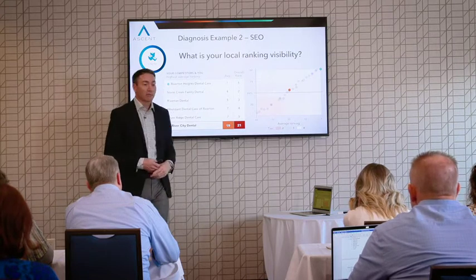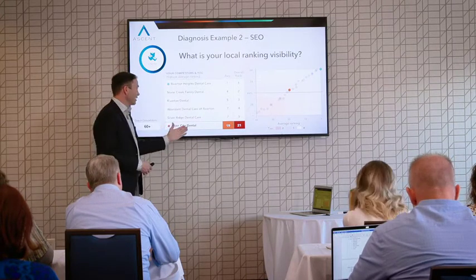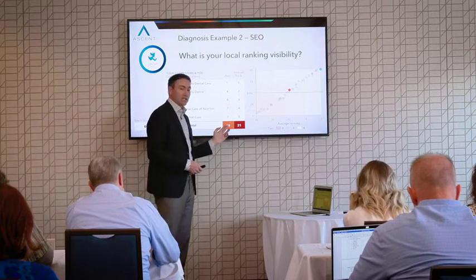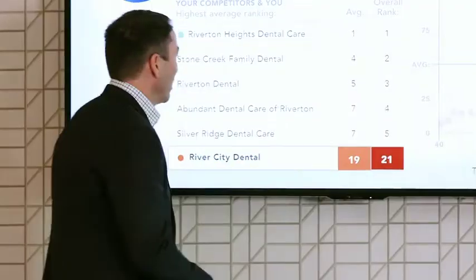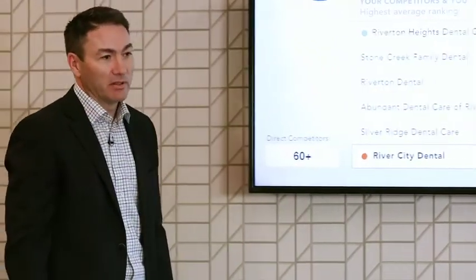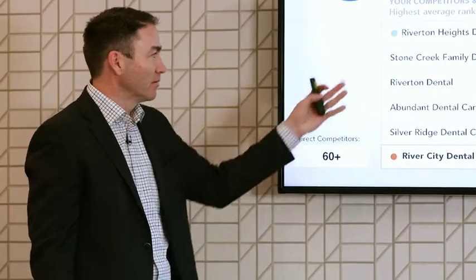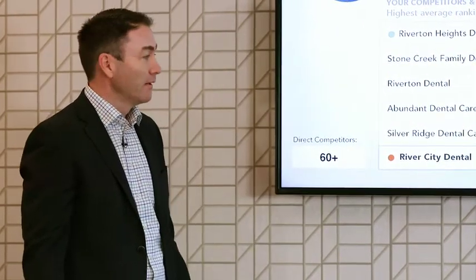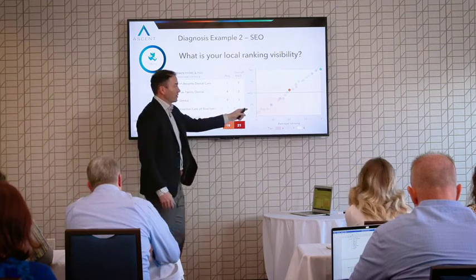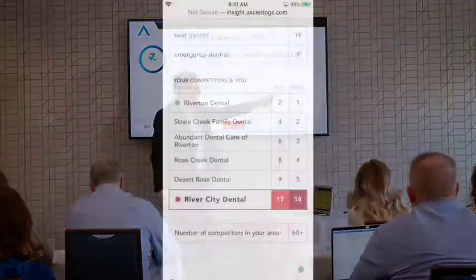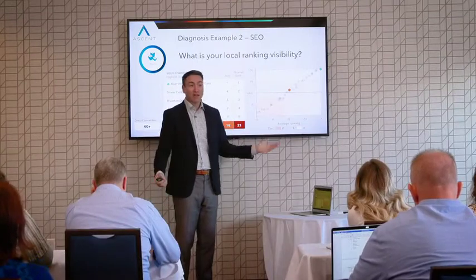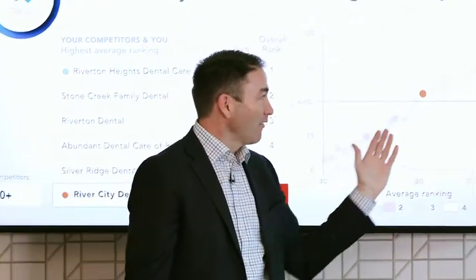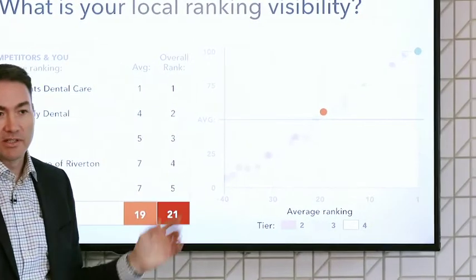And you can see who's your top competitor. So in this case, River City Dental comes up, their average rank is 19th. Their overall rank compared to their competitors is 21st. Riverton Heights Dental Care is number 1 in both. And that's really good. They're doing awesome. And they got these other dentists who are also doing really well. Right? So you'll also notice on your little graph, let's talk about what that means. The orange dot represents you. The green dot represents the top dentist, where you'd like to be, and if that's not you. And there's about 40 other dentists on this. Each dot represents a dentist.